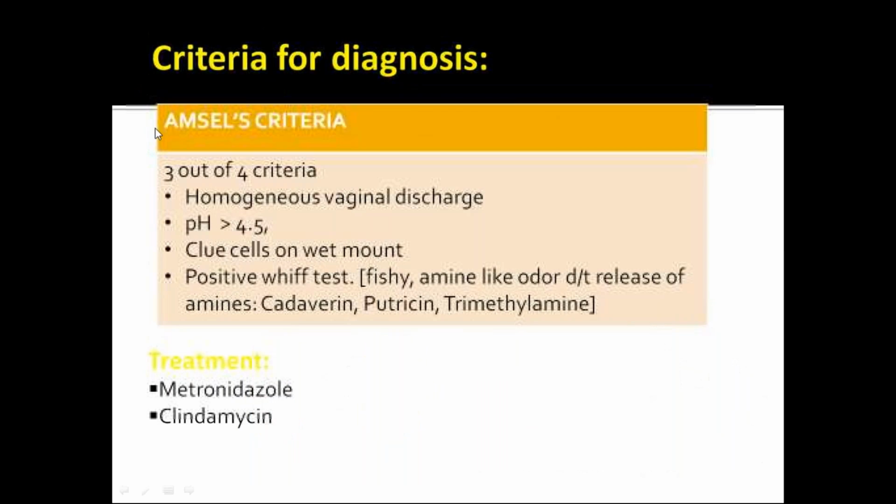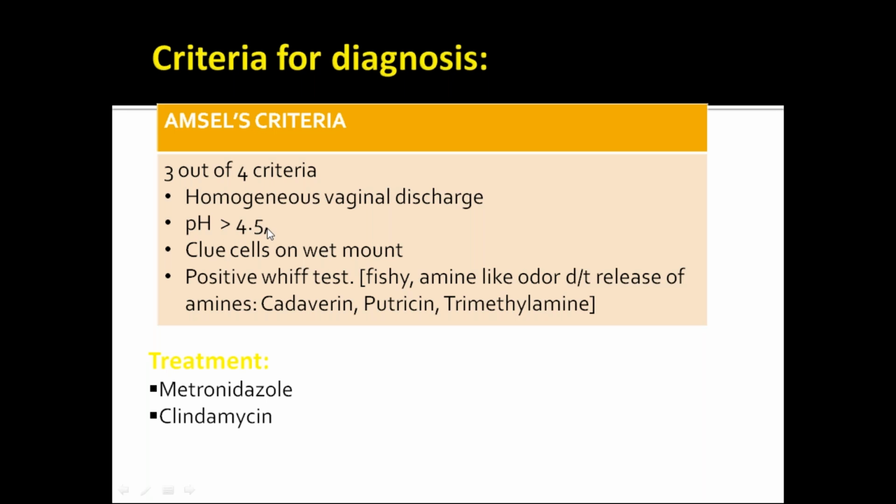So there is a criteria for bacterial vaginosis. To confirm the diagnosis of bacterial vaginosis, you should fulfill this criteria. When at least 3 out of these 4 criteria are present, you can say that the patient is having bacterial vaginosis. That is, one is a homogeneous vaginal discharge, the pH is greater than 4.5.